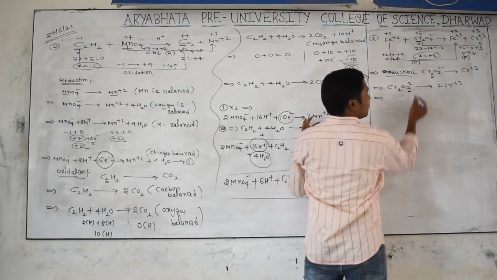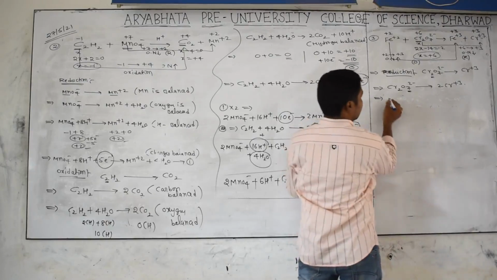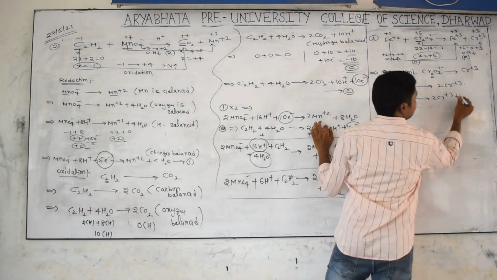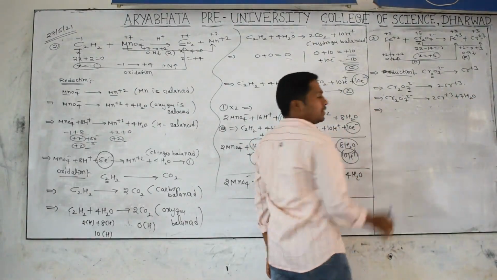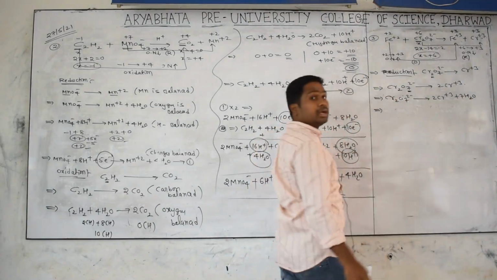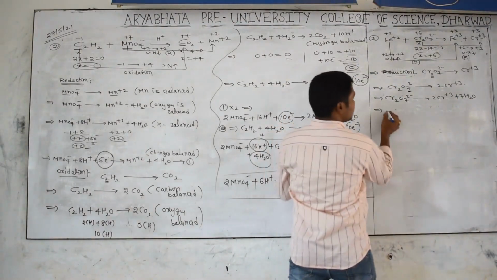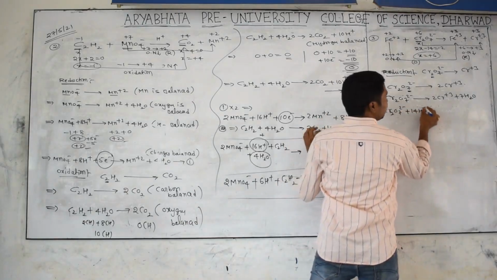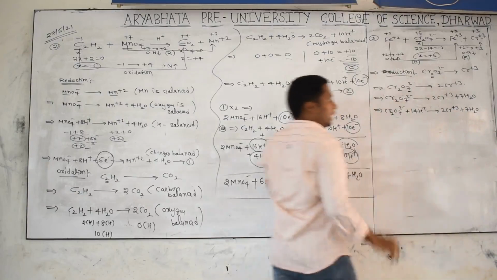Next step, balancing oxygen. The left side has 7 oxygens, so the right side should get 7 oxygens by adding water. How many? 7 water molecules should be added. Cr2O7 2 minus gives rise to 2Cr plus 3 plus 7H2O. Oxygen is also balanced. Now how to balance hydrogen? Is there any hydrogen on the left side? No. The right side has 7 times 2, which is 14 hydrogens. To balance hydrogen in acidic medium, we should add H plus, 14 of them. Cr2O7 2 minus plus 14H plus gives rise to 2Cr plus 3 plus 7H2O. Everything is balanced.